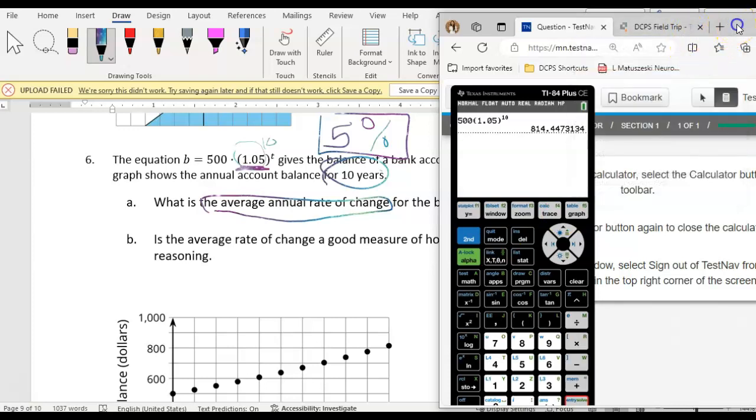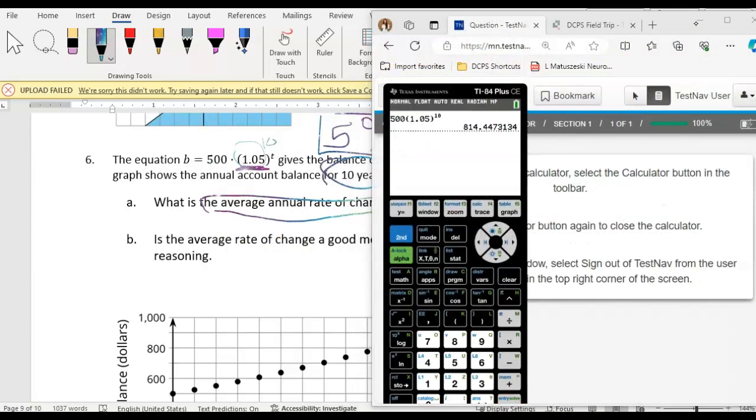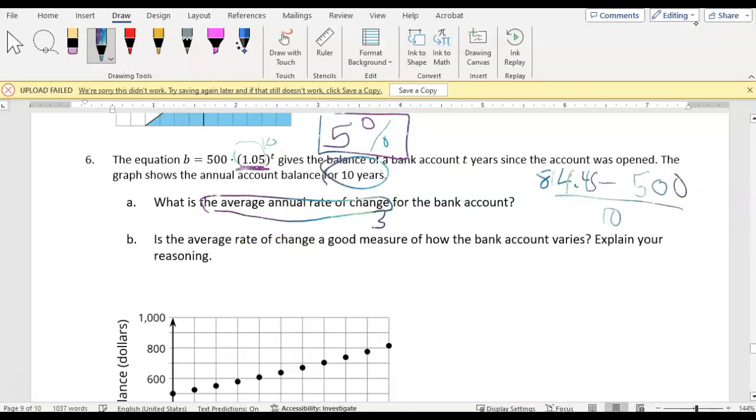So go ahead and minimize this. So 814.45 minus 500 divided by 10. And so let's go back to that. All right, so minus 500 and then divided by 10 is 31.44. So in this case, our average rate of change is 31.44 dollars per year, because our measurement of time is years.